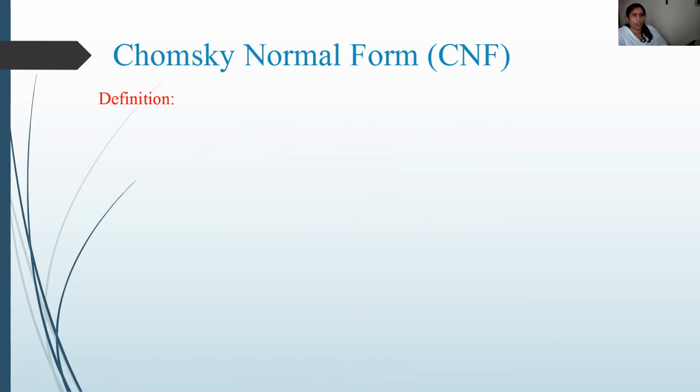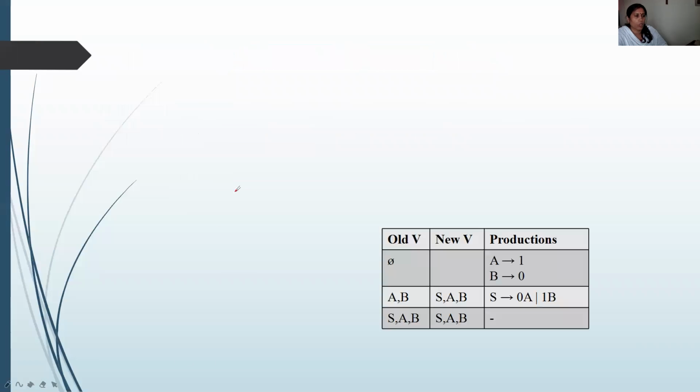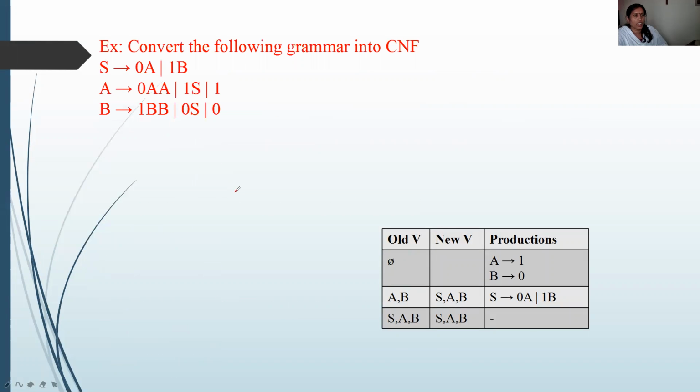How do we define a Chomsky normal form? In Chomsky normal form, all the productions should be of the form A produces BC, that is a variable producing two variables, or a variable producing a terminal. In a given grammar, there can be any type of productions. As it is a context-free grammar, it can have any type of productions. Given any type of productions, it has to be reduced to A produces BC, that is a variable producing two variables, or a variable producing a single terminal. Let us see how to do this.